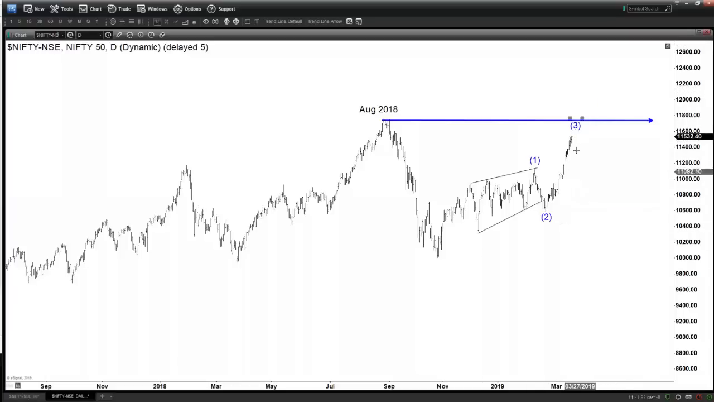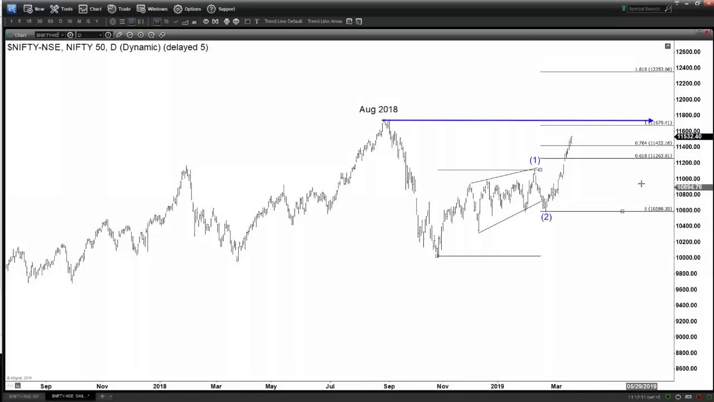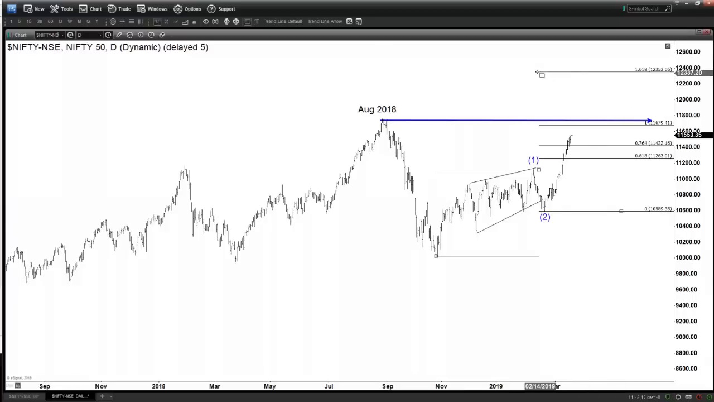But the ideal scenario is like this. Since we got this connector here from this low, we have this 1 and 2. The ideal scenario for the Nifty is to reach at least the 100%, right? So ideally, the Nifty reaches this area here at least. This is the 100%, in which this leg will be equal to this leg. That will be the ideal scenario, which is almost at the level of the August 2018 high.